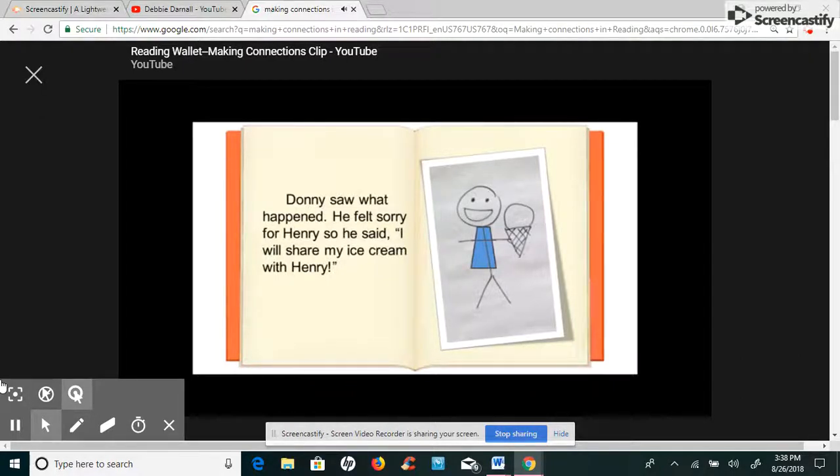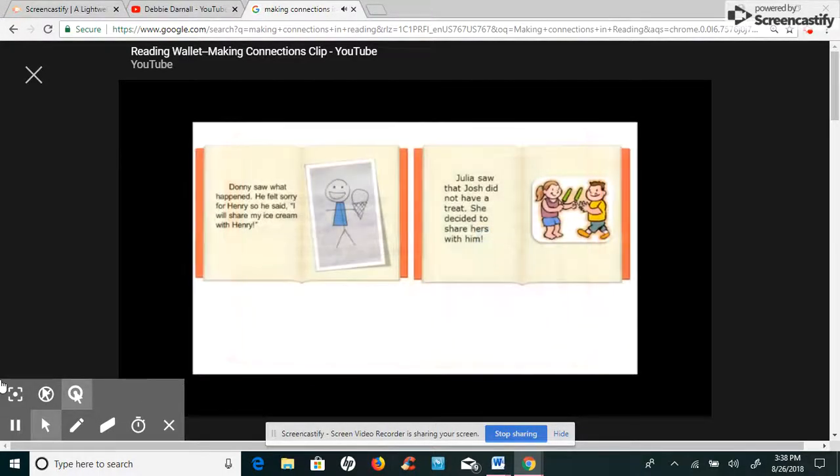Did that remind you of another text? It reminded me of another story I read about sharing. Look at the second book. Julia saw that Josh did not have a treat. She decided to share hers with him. When Donnie shared with Henry, it reminded me of Julia sharing with Josh.